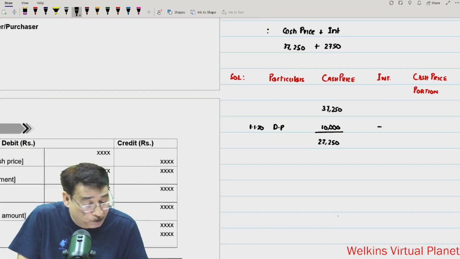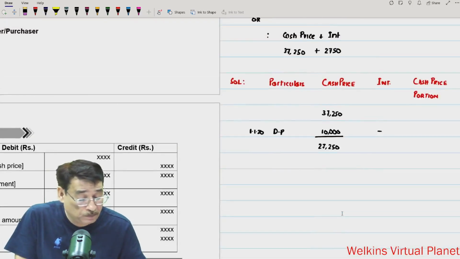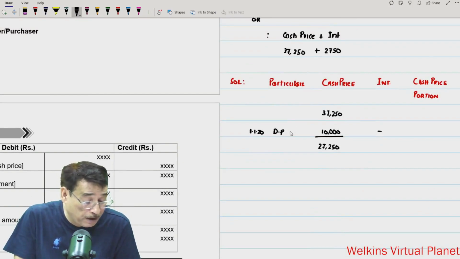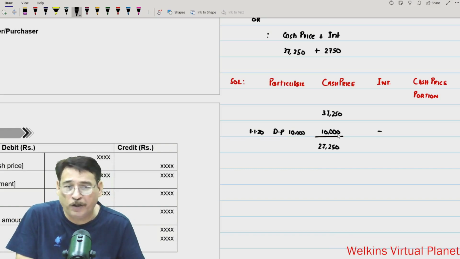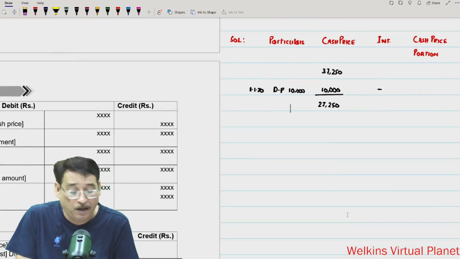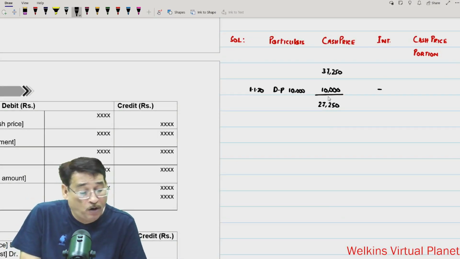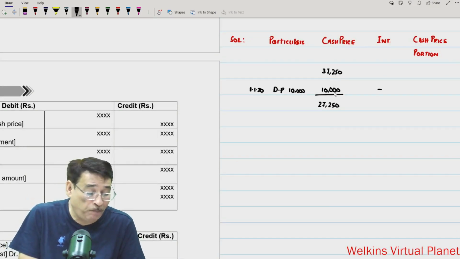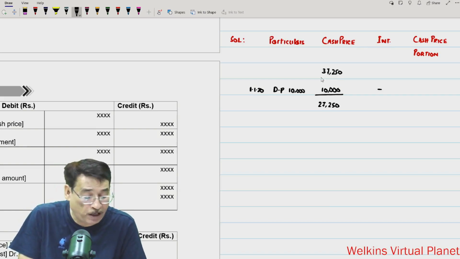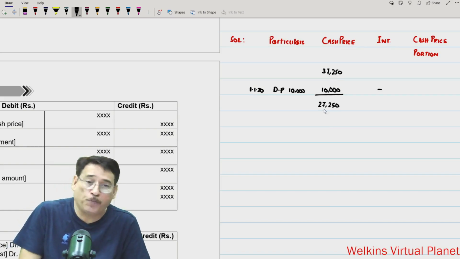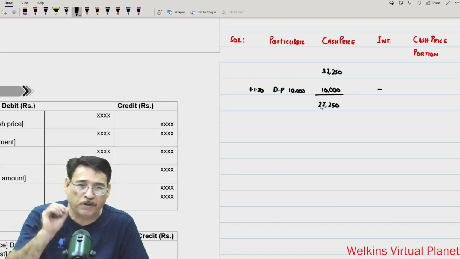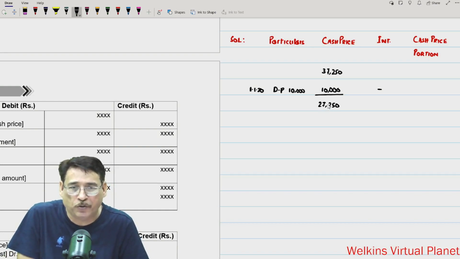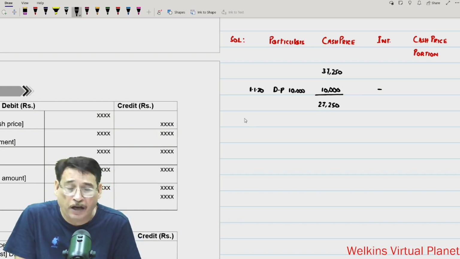Yes, sir. Absolutely clear. Now, down payment amount was 10,000. This 10,000 you subtracted from the cash price. So the position is that still we are on 1/1/2020. On this particular date, we have simply made a payment of 10,000. That is why we are saying that cash price or cost price from the perspective of the purchaser is 27,250.